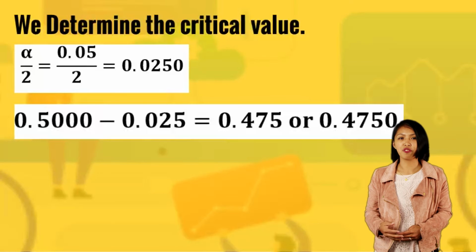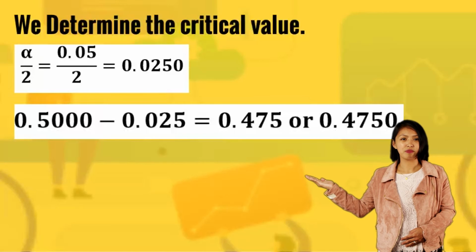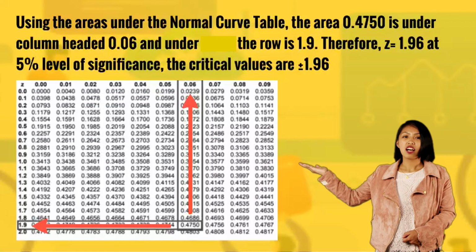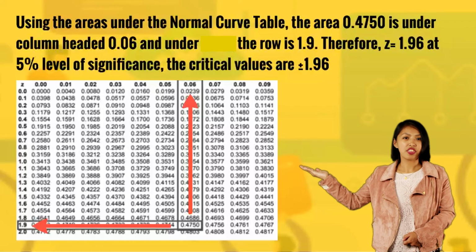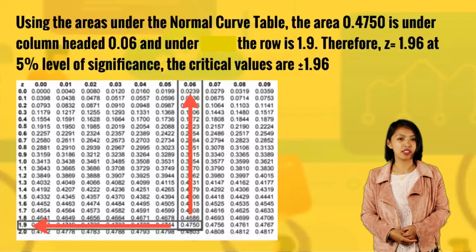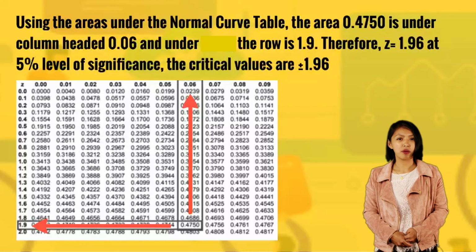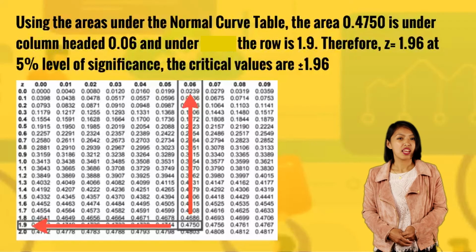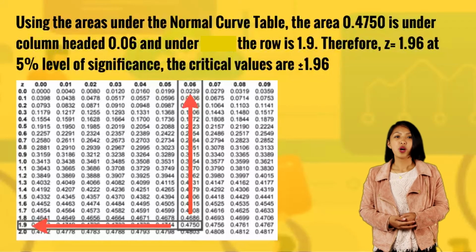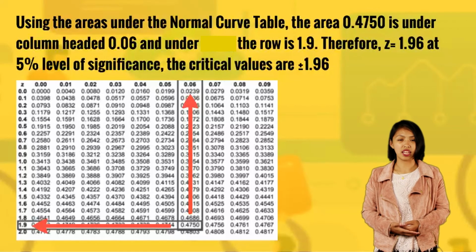0.025 from 0.5, which is equal to 0.475. Using the areas under the normal curve table, the area 0.475 is under the column headed 0.06 and under the row 1.9. Therefore, z is equal to 1.96 at 5% level of significance. The critical values are positive, negative 1.96.